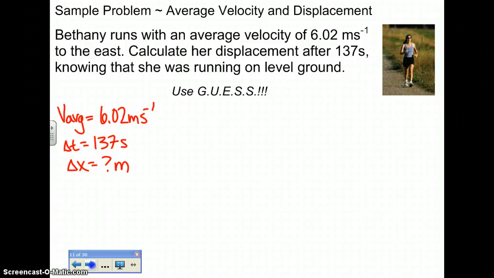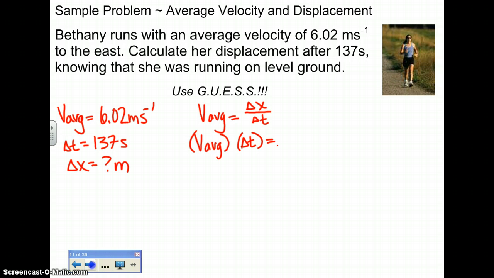So our original equation that I taught you was vf equals delta x over delta t. We want to multiply by delta t on both sides so that delta x is now isolated, the variable that you're trying to solve for. So in your calculators, please get your calculators out, guys. Don't just sit here and let the starter do the work for you. So in your calculators, iPads, cell phones, whatever, calculate 6.02 times 137. Get a calculator answer, 6.02 times 137.